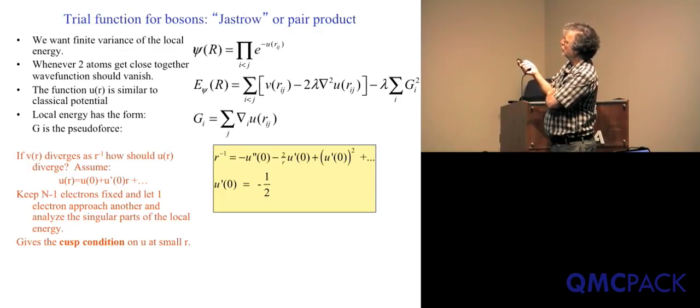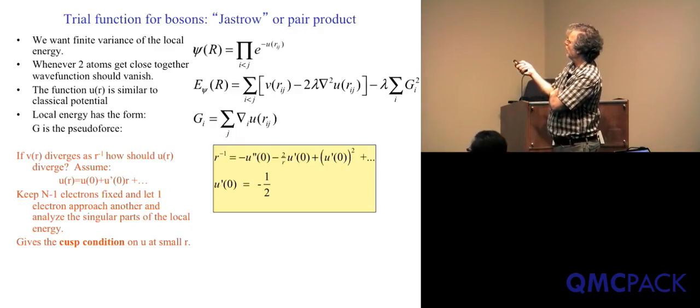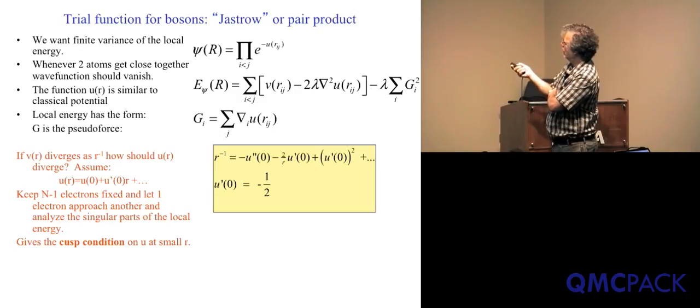The wave function is just the product over pairs of particles of e to the minus u, where u is a variational function, and it's going to be like a smooth potential energy. The question is, what is the local energy of this wave function? You can show that this is the local energy. You have the bare potential here, you have del squared of this Jastrow factor, and you have something called the gradient squared, the gradient of the trial wave function squared. This is the local energy.